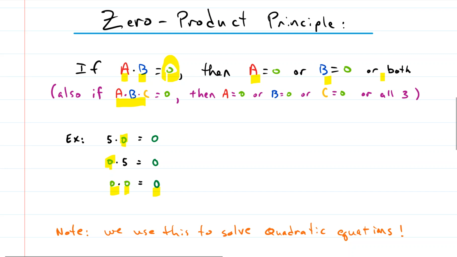If you've got things multiplied together and the result is 0, then at least one of those things in the product must be 0, because 0 times anything is 0. So we use this to solve quadratic equations. It's used all the time in algebra.